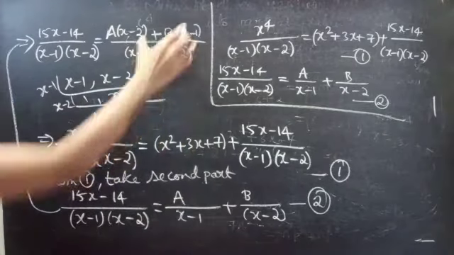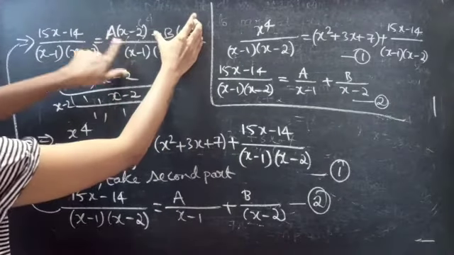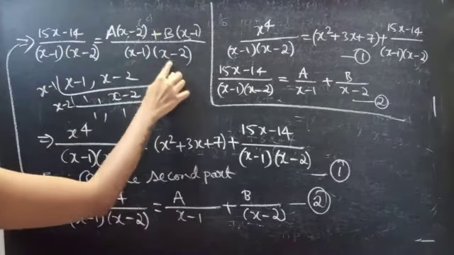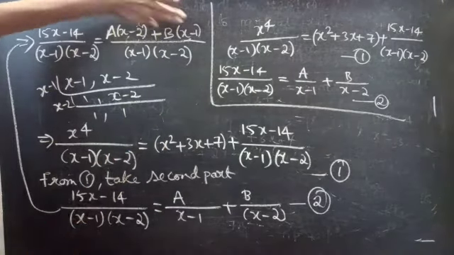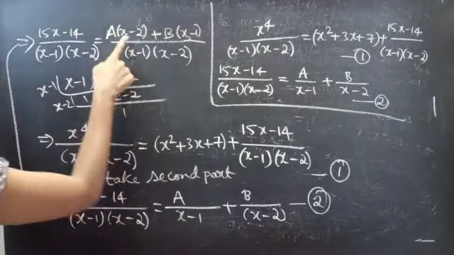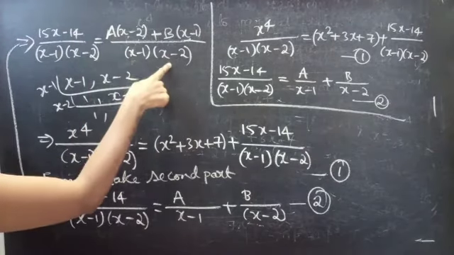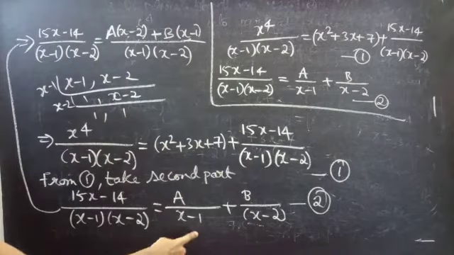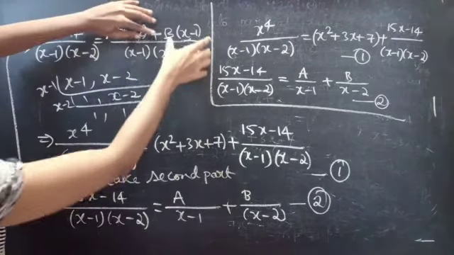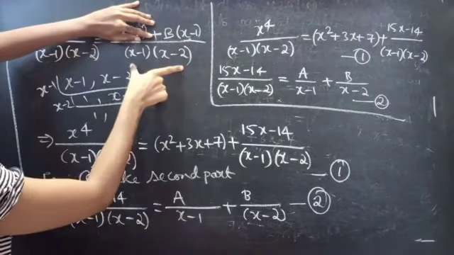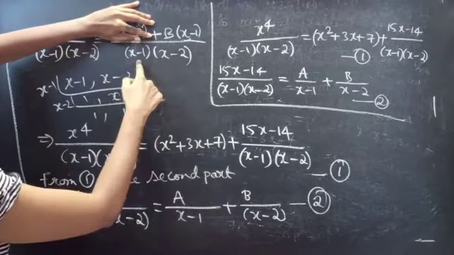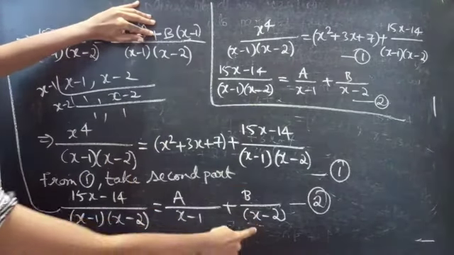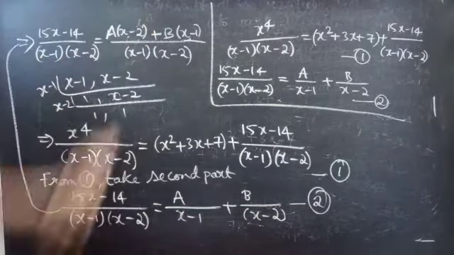If you take a into (x minus 2) and the denominator (x minus 1) into (x minus 2), you can cancel x minus 2 and x minus 2. Finally, you'll get a by (x minus 1), which is our first fraction. For the b part, if you cancel x minus 1 from the numerator and denominator, you'll get b by (x minus 2), which is our second part.